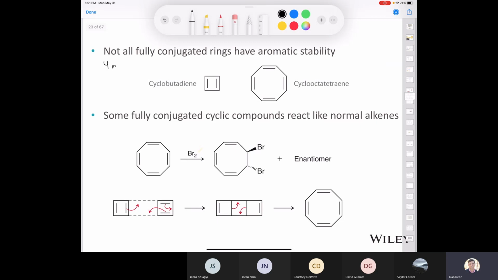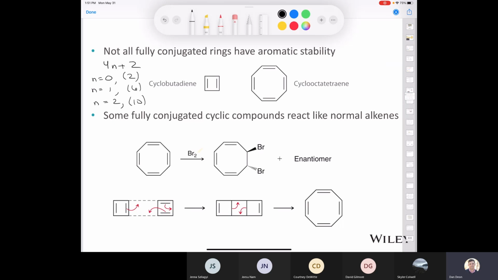If you go 4n plus 2, when n is equal to 0, then I have 4 times 0, which is 0, plus 2. So then I'd have 2. Well, neither of those have 2. Then if I go to n equal to 1, then I have 6 pi electrons. Neither of these have 6. Then I go to n equal to 2. 2 times 4 is 8, plus 2 is 10.